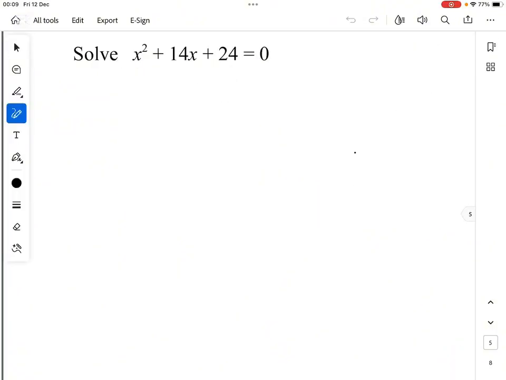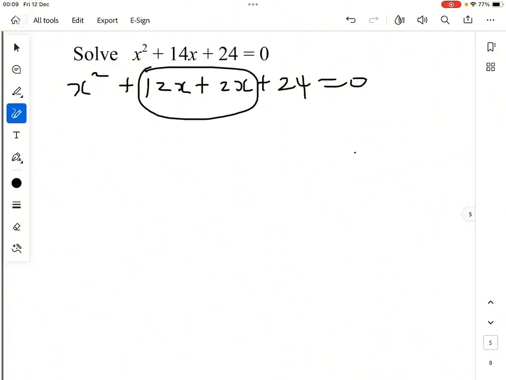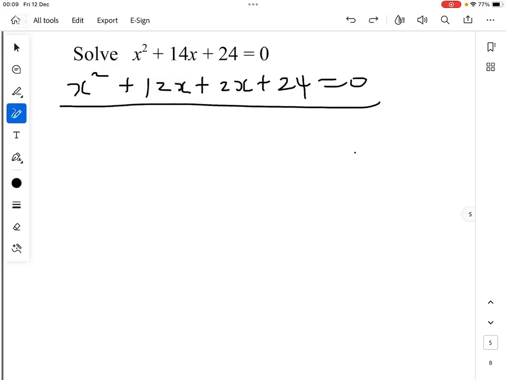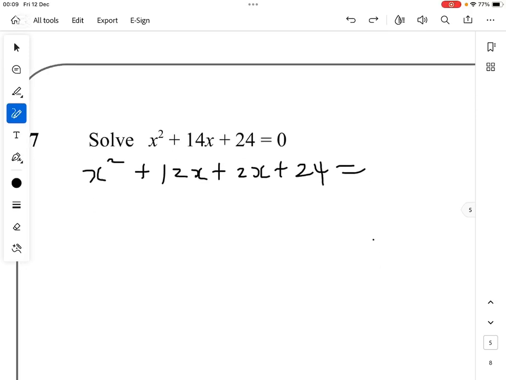Alright, so let's solve it quickly. And it's going to be x squared plus 12x plus 2x plus 24 is equal to 0. So we have quickly transformed this equation into this. What did we do? 12x plus 2x is equal to 14x. So it means we haven't done so much damage to the equation as a whole.